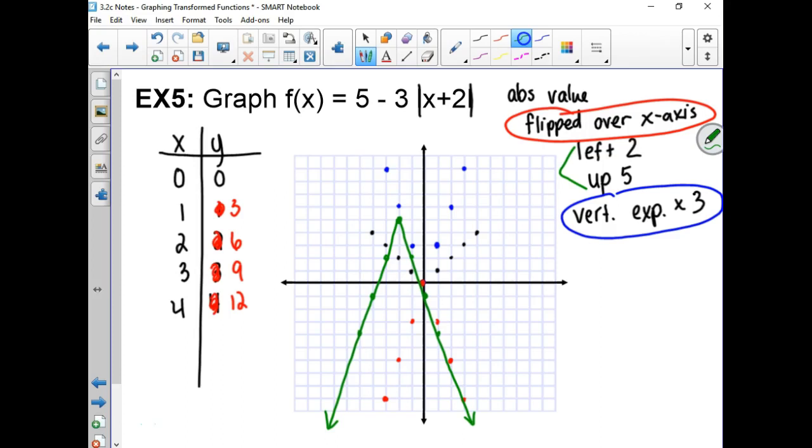That one's a pretty tough one too because you have so many transformations. Although kids usually do a little better with absolute value than they do with square roots or cubics or those that we're a little less familiar with. Okay, questions?